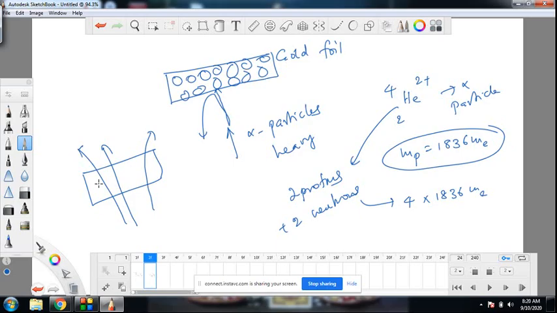That means they are not encountering the gold nucleus. Why are they not encountering gold nucleus? Because there are so many gold atoms with so many gold nuclei. The point is, the nucleus occupies a point size. So it is very difficult for alpha particle to exactly go and encounter the point. Most of the time it is going through the empty space between the atoms.